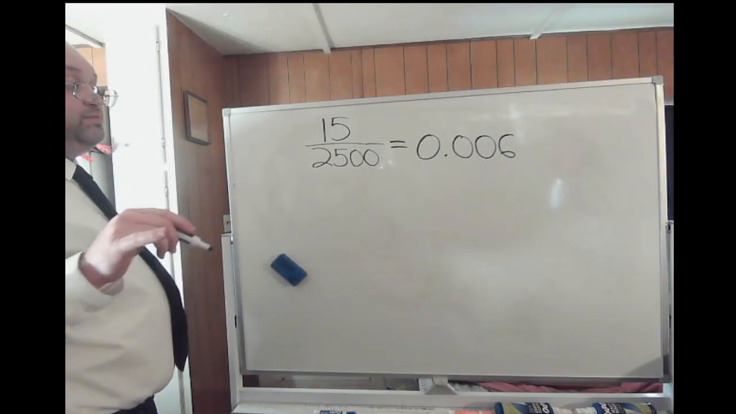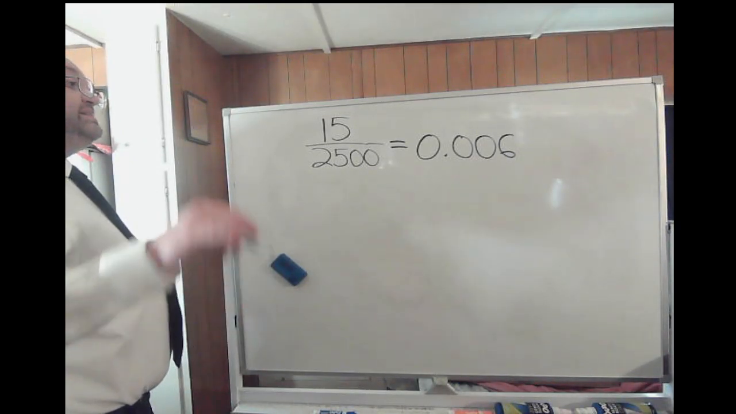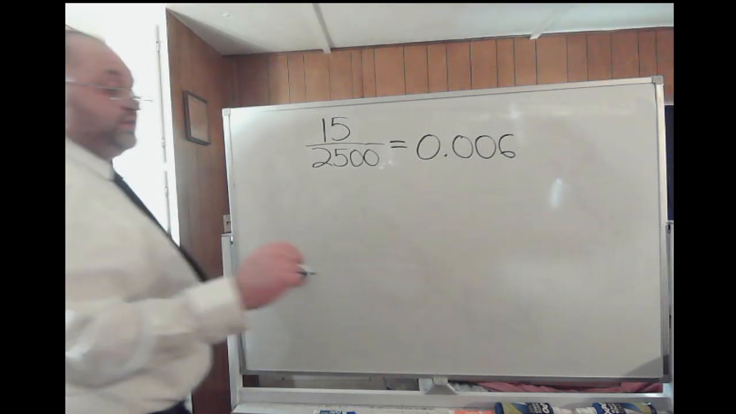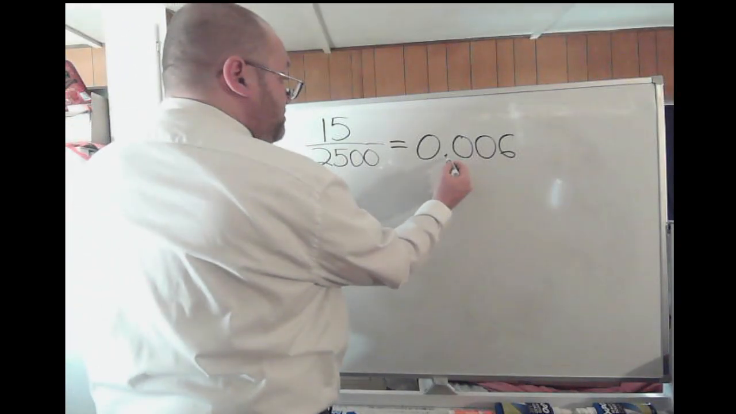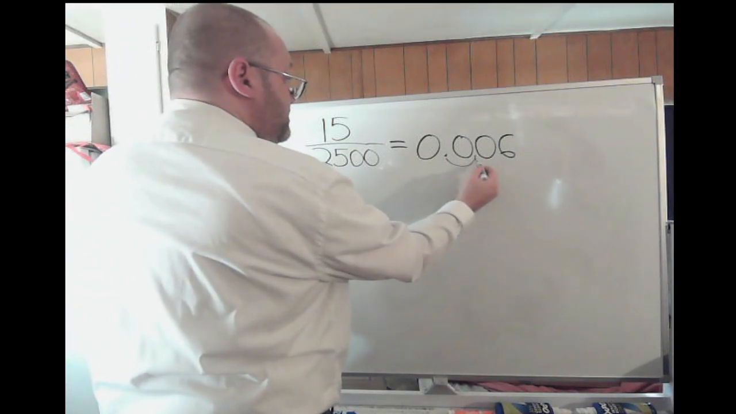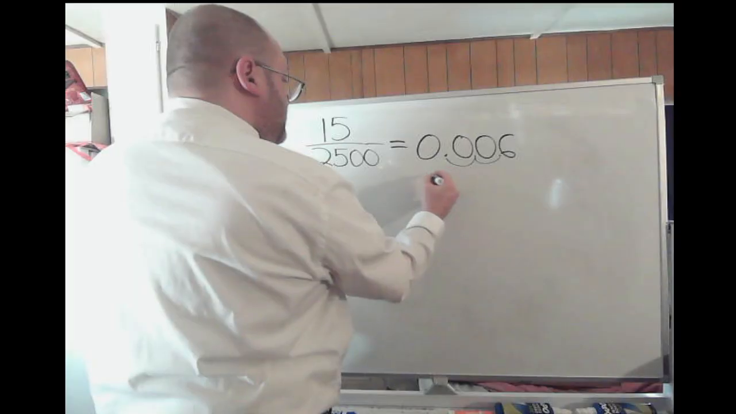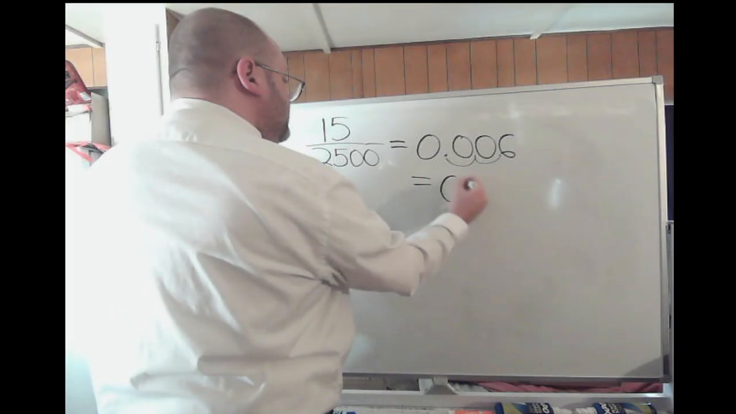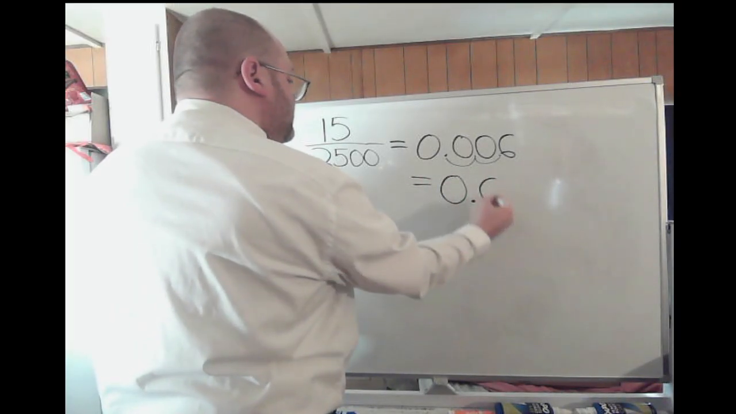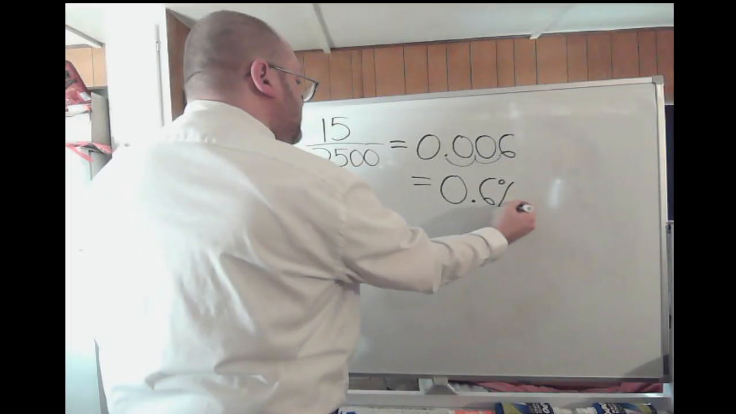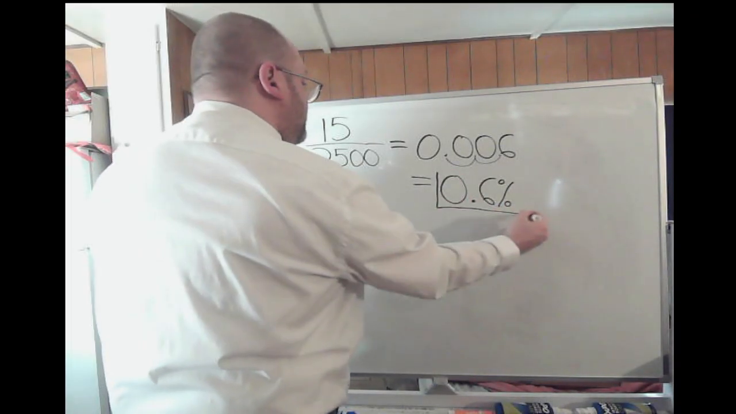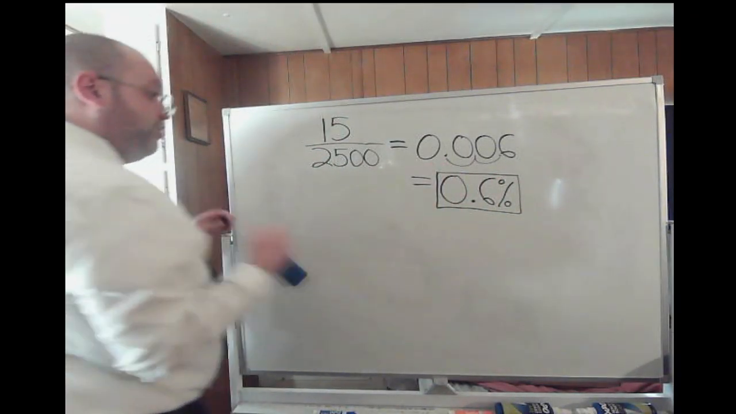So it's 0.006 as a decimal. Now, as a decimal, to convert that to a percent, again, move your decimal place 2 to the right. So 1, 2, that would put you at 0.6%. So your answer as a percentage would be 0.6%.